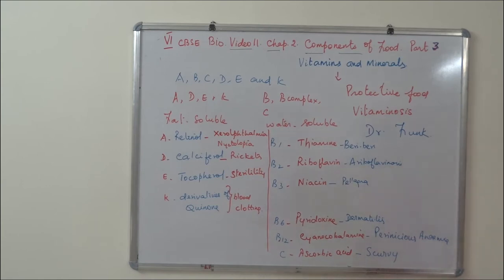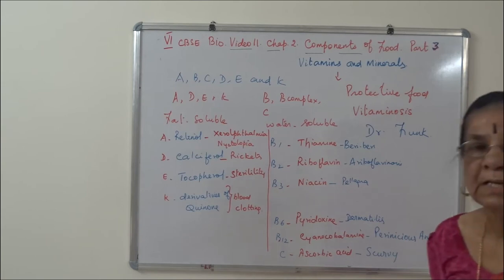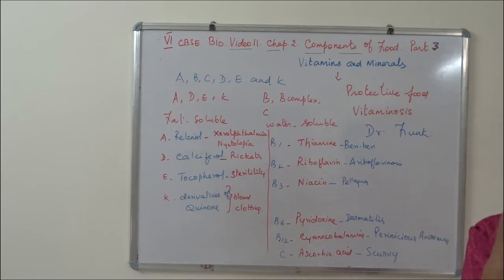What are they? Thiamine, beriberi; riboflavin, riboflavinosis; niacin, pellagra; pyridoxine, dermatitis; cyanocobalamin, pernicious anemia; and ascorbic acid, scurvy. Further details we will continue in the picture presentation session.